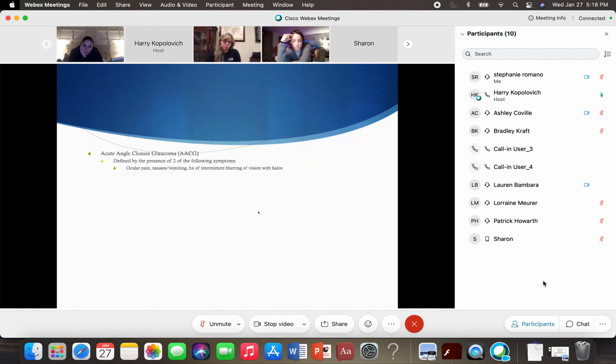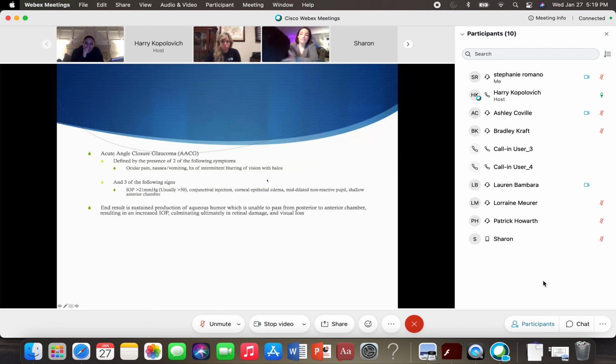Acute angle closure glaucoma is defined by the presence of two of the following symptoms: ocular pain, nausea and vomiting, or a history of intermittent blurring of vision with halos. Normal ocular pressure is usually closer to 10 millimeters of mercury. You start to get suspicious of acute angle closure glaucoma when the intraocular pressure is greater than 21, but really greater than 50 millimeters of mercury. You'll see an association with conjunctival injection and corneal epithelial edema. You'll see a mid-dilated, non-reactive pupil. And for those of you that are really good with the slit lamp, you'll see a shallow anterior chamber.